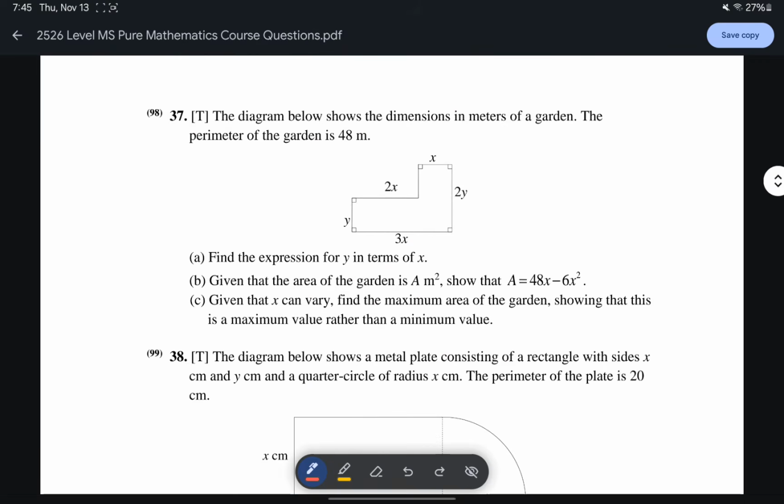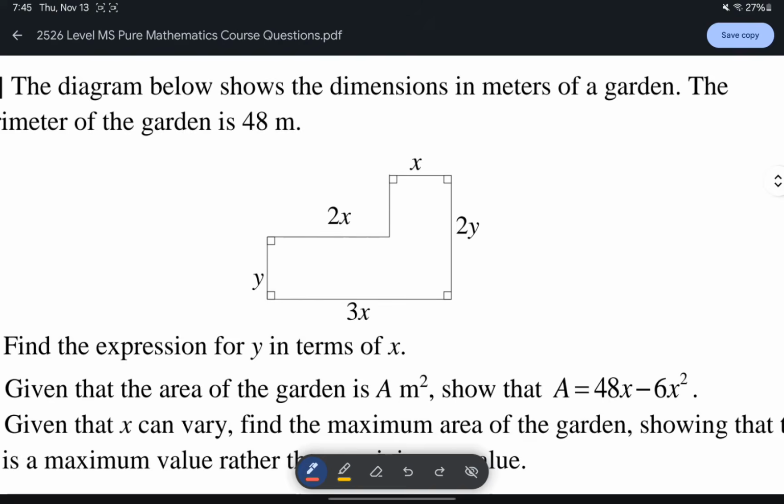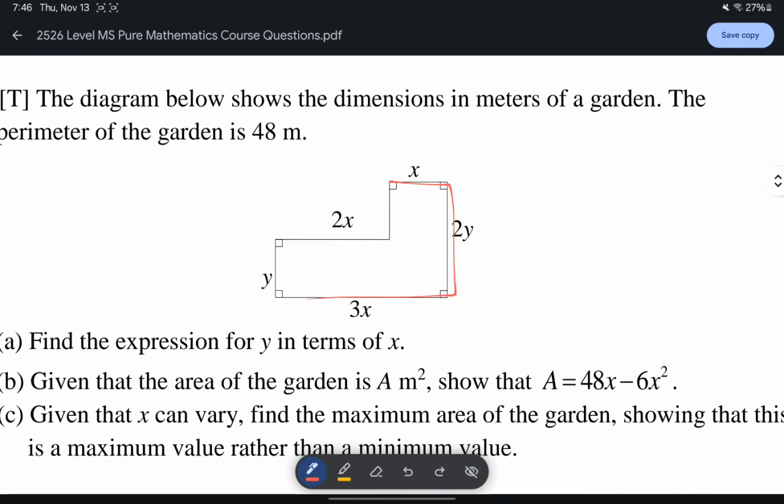Number 37. The diagram below shows the dimensions in meters of a garden. The perimeter of the garden is 48. Part A, they're asking to find the expression for y in terms of x. And they want you to find y. Okay, so we know that all these sides added up is 48, because that's what the perimeter is. So that's easy. So we'll just add everything up.